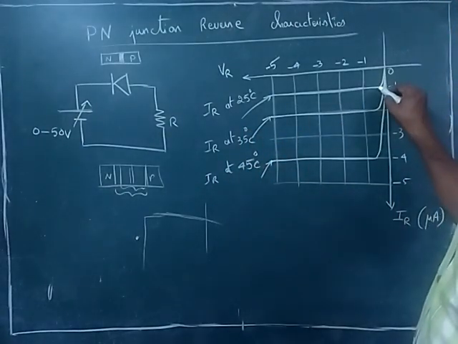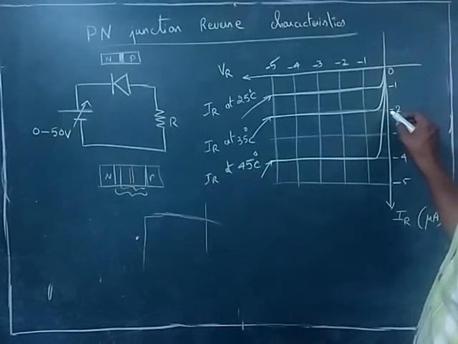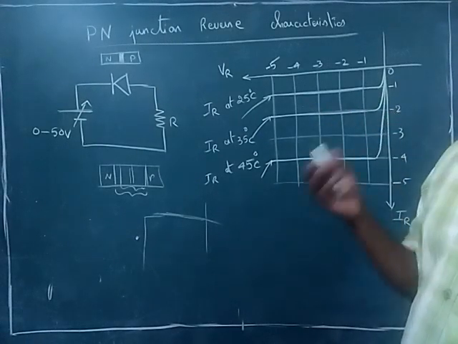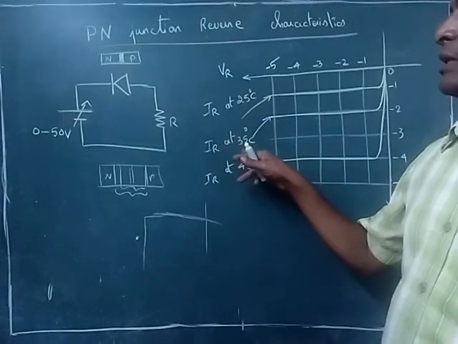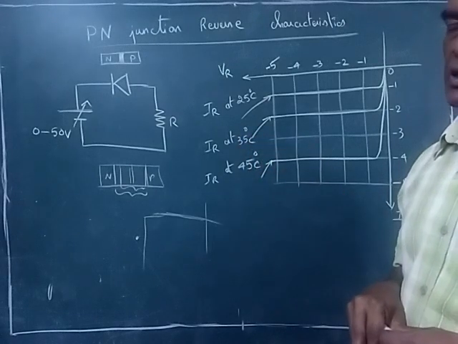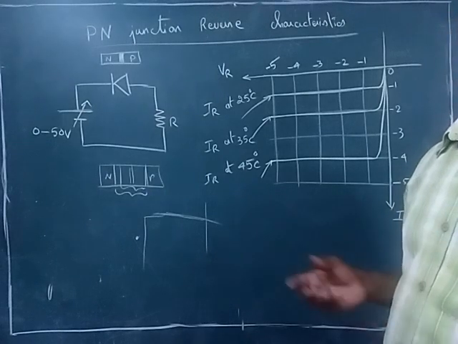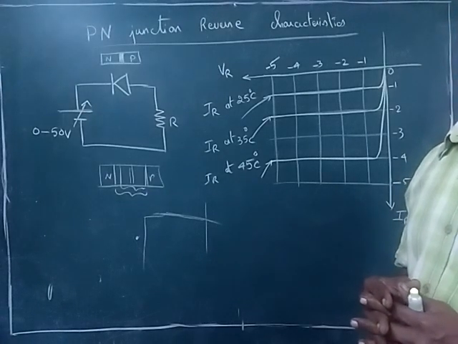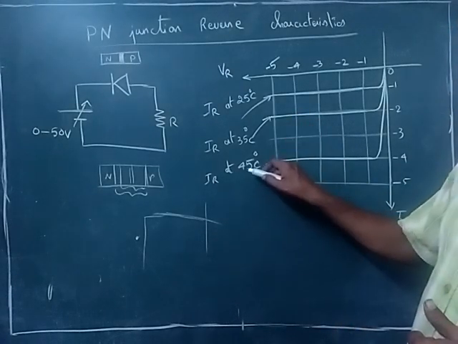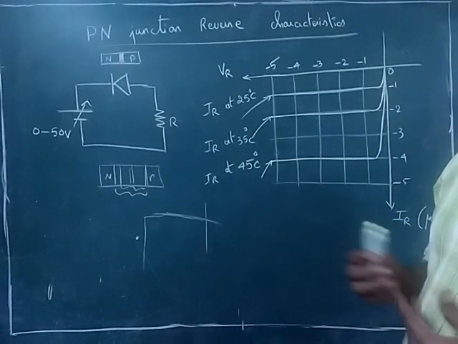That means minus 1 microamp will now become minus 2 microamps. And this doubling is just because the temperature has increased from 25 degrees Celsius to 35 degrees Celsius. So the statement is, for every 10 degrees Celsius rise in temperature, the reverse current gets doubled. Now it is 35 degrees Celsius. Suddenly we rise to 45 degrees Celsius. So what will be the reverse current? It has to be doubled.